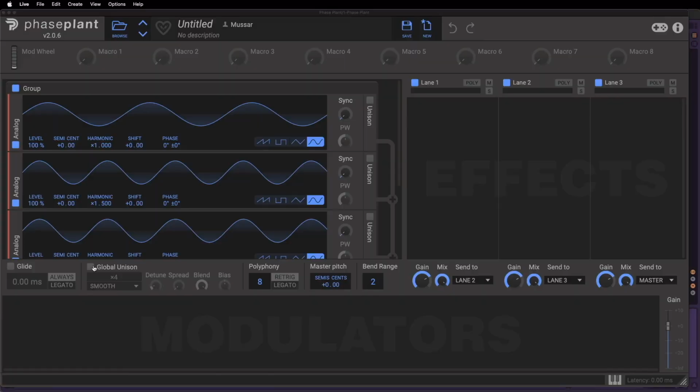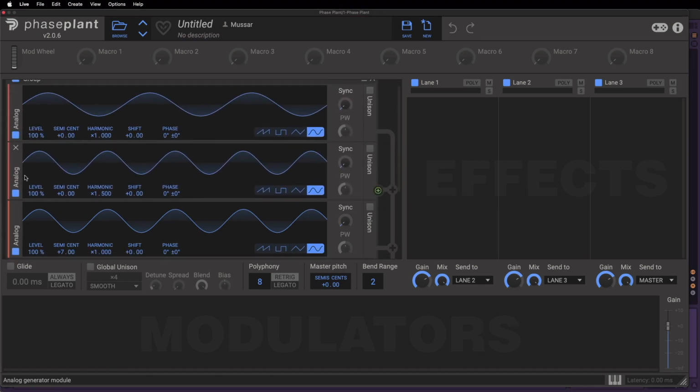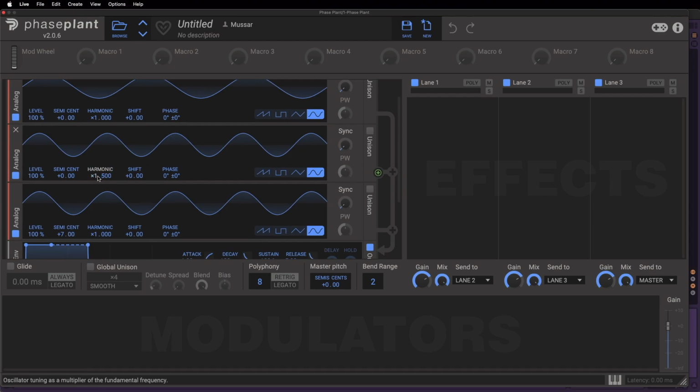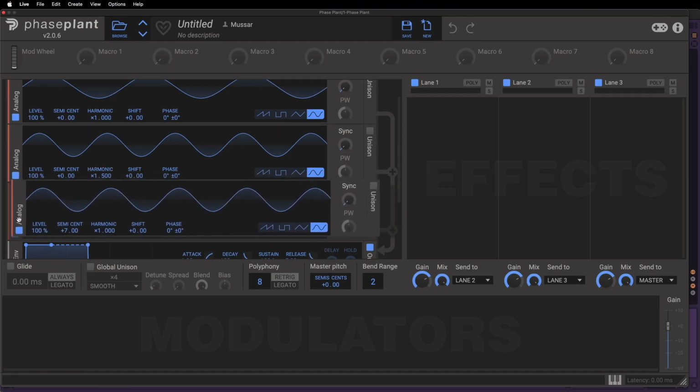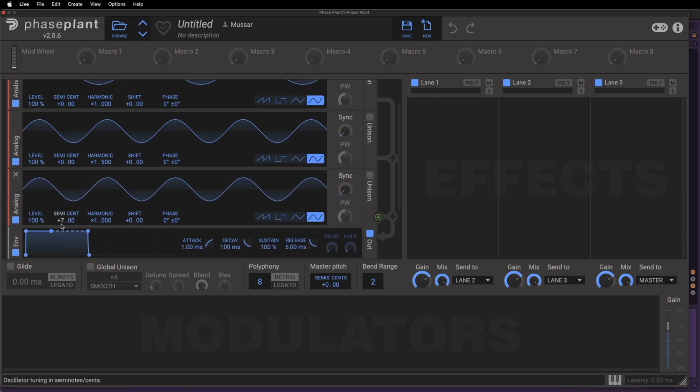wolf fifth. To illustrate this difference, I've set up a trio of sine waves inside of Kilohertz Phase Plant. One is going to play the fundamental, one will play a justly tuned perfect fifth, represented as a harmonic multiplier of 1.5, and one will play an equal tempered perfect fifth, represented as +7 semitones.